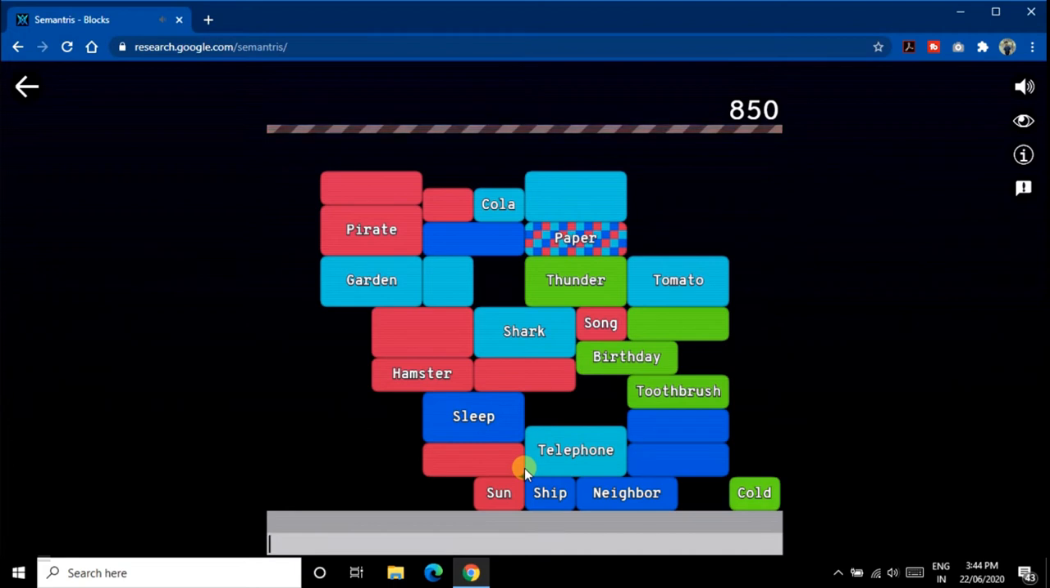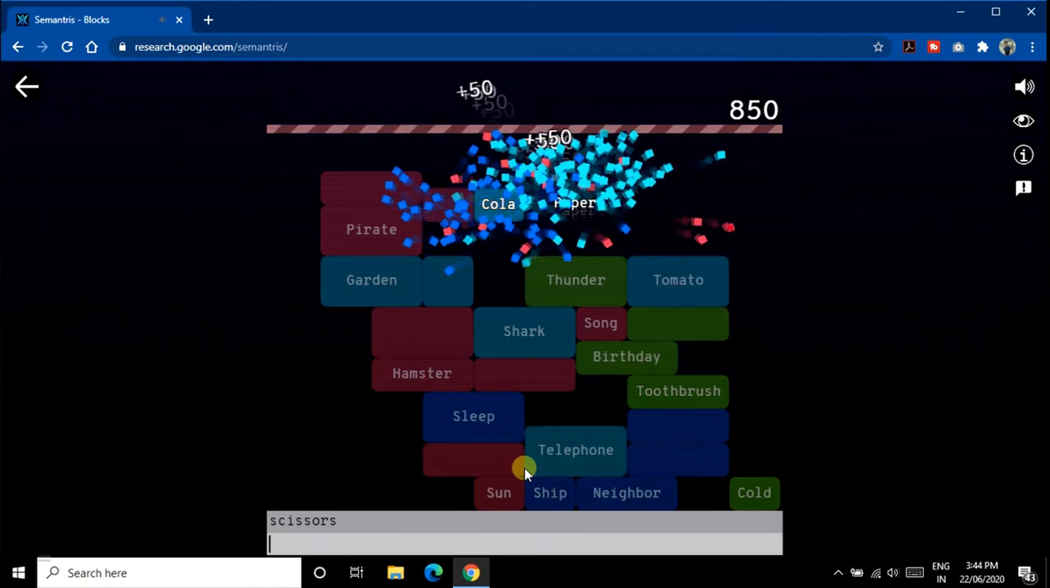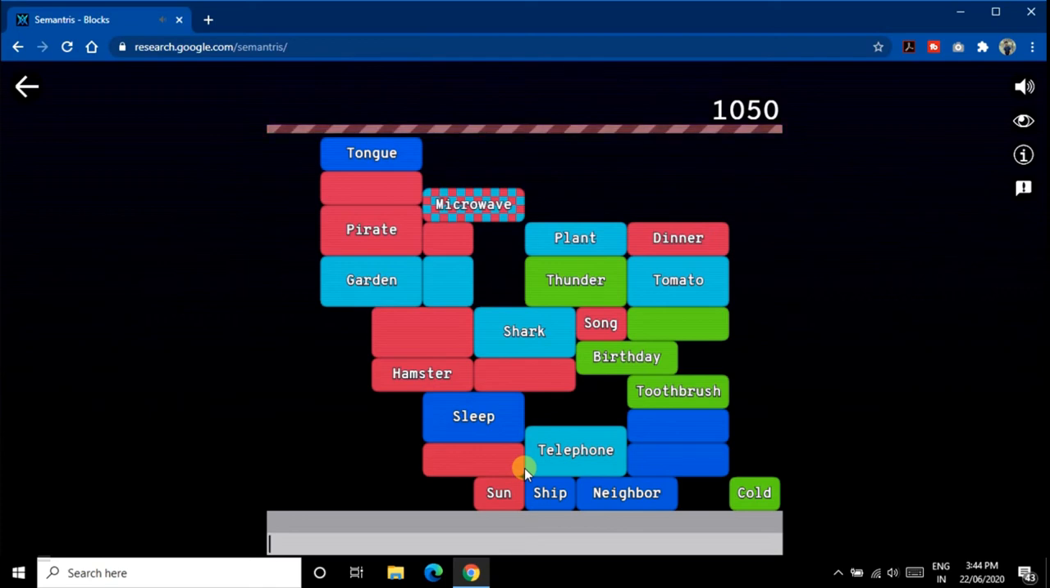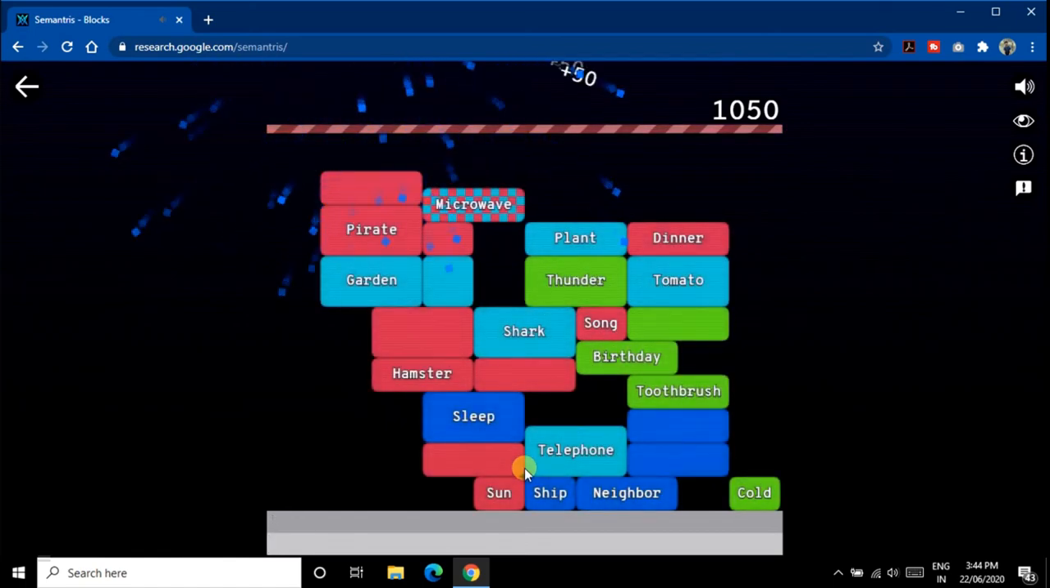Okay, the paper. I'm going to go for scissors. Let's see what happens, as we need to score 1,000 points. Okay, we got cola out of here. We are almost out there. Almost. We need to get the taste out of it. So then we get tongue out of it. Okay, we got tongue out of it.